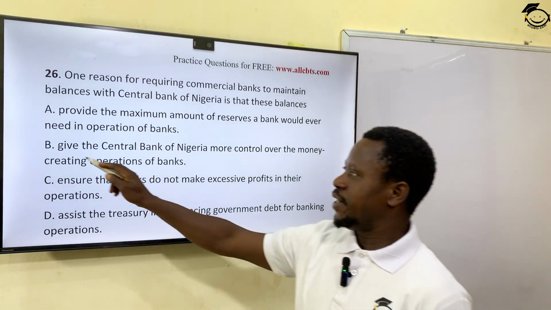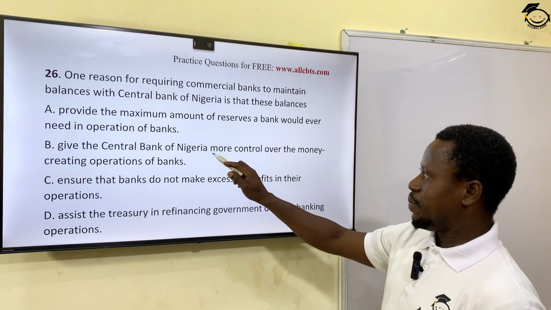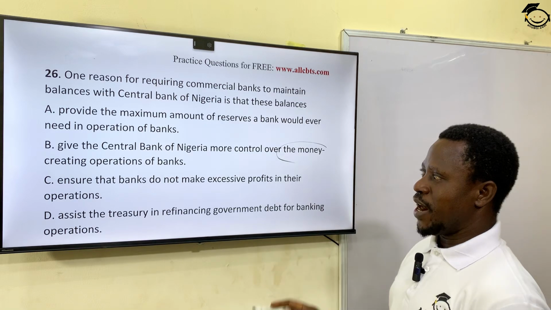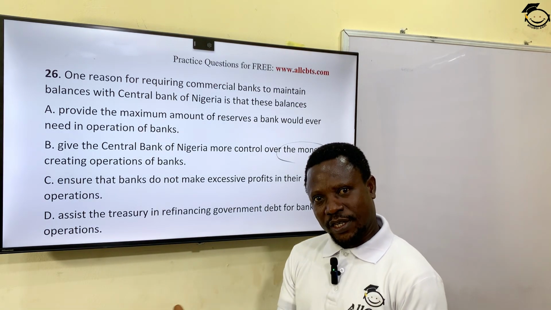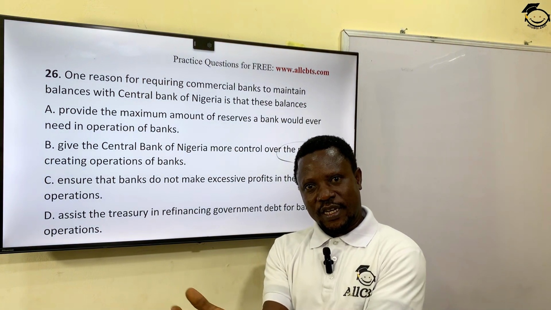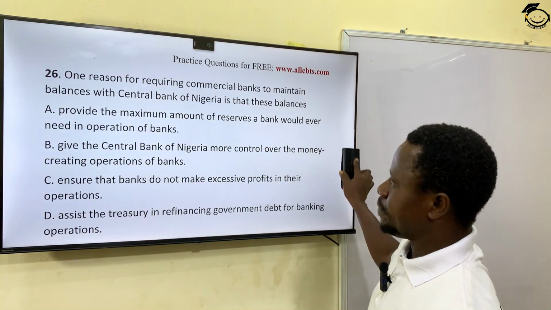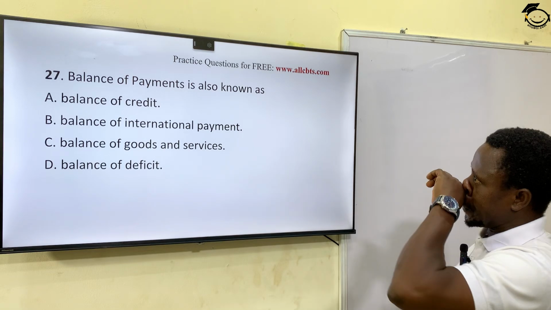The correct answer here is B. The CBN, Central Bank, is trying to control the creation of money by the commercial banks. If more of the money is with the Central Bank, they have less in their hand to dispose to the people. All right? So the correct answer is option B. Let's see the next question.